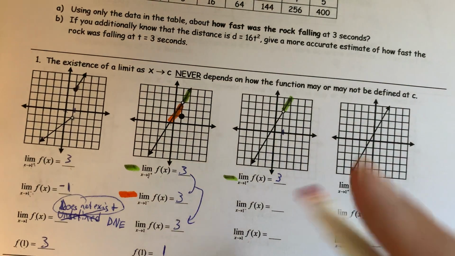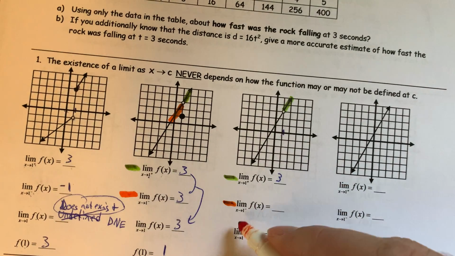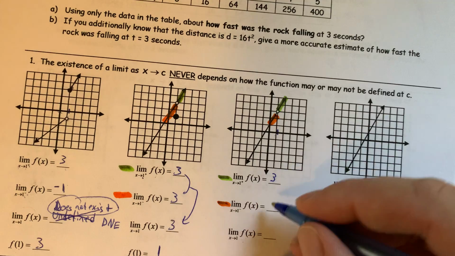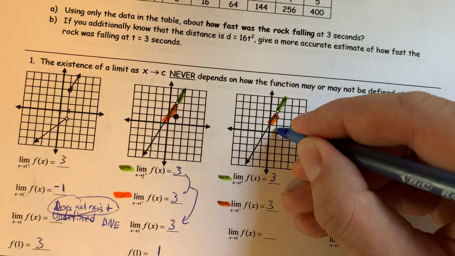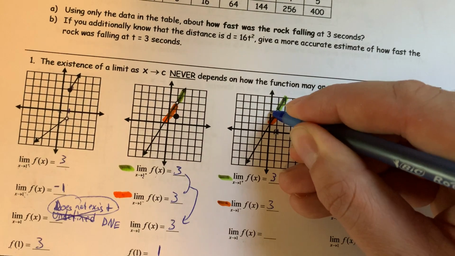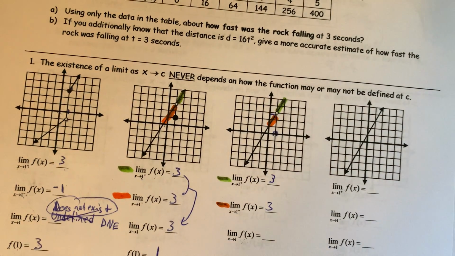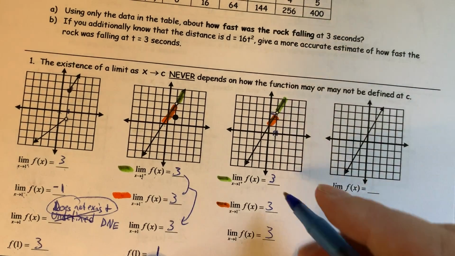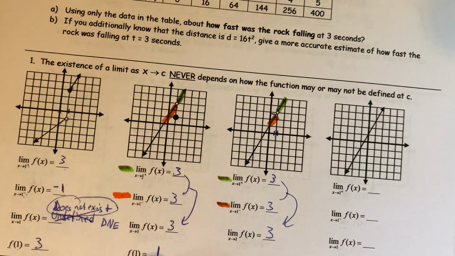Coming in from the left side, as x approaches 1 from the left, the y value is getting very close to 3 as well. As we get really, really close to 1 from the left side, the y values are getting very close to 3. And so the overall limit is 3 because the 2 are the same from both sides.